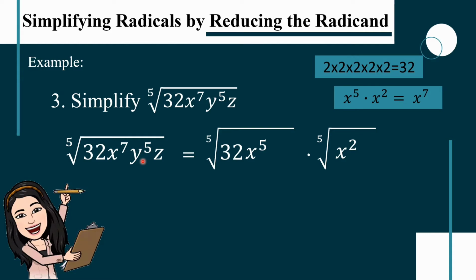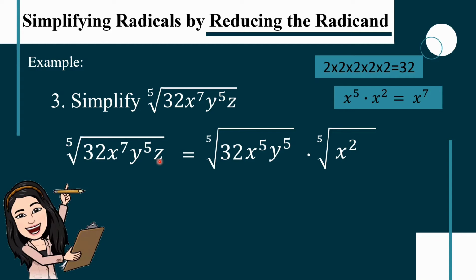Next, y raised to 5. Is it a perfect fifth root or not? Yes, that is perfect fifth root. So, dito natin siya ilalagay. Okay? Next, meron pa ba? Meron ba siyang katuwang? Wala po. So, therefore, we will proceed to the next variable or that is z.